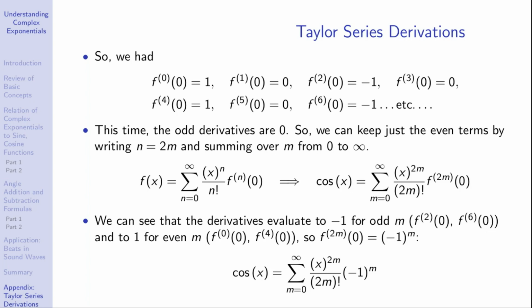So what we get is that the 2mth derivative of f evaluated at 0 is equal to (-1)^m. So that tells us that cosine of x is equal to the sum over m from 0 to infinity of x to the power of 2m over (2m) factorial times (-1)^m.